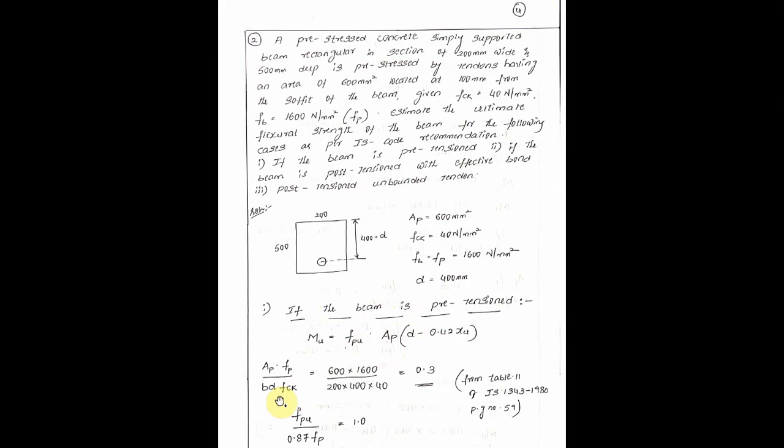Therefore Ap fp by b d fck: Ap is 600, fp is 1600, breadth is 200, depth is 400, into 40, that comes to about 0.3. So from Table 11 of IS 1343 1980, page number 59, fpu upon 0.87 fp is equal to 1. Therefore fpu is equal to 1 into 0.87 into 1600. So fpu is equal to 1392 Newton per mm square.